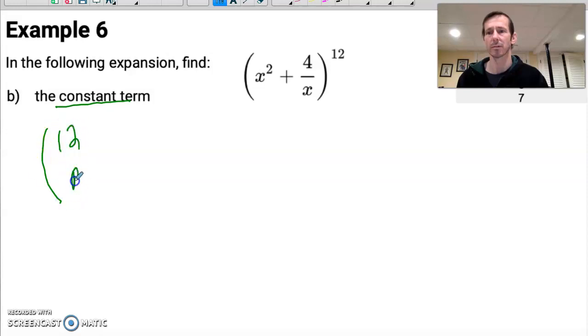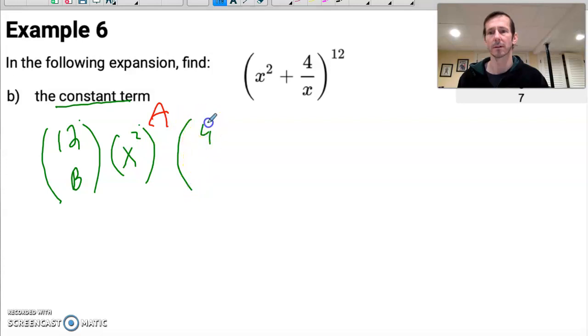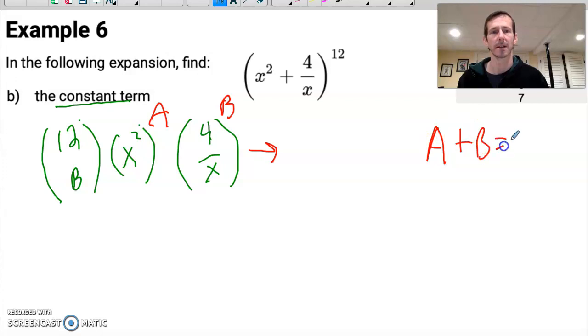I'm going to do 12 choose b, same exact idea. I've got x squared, and I'm going to put that, just like I did a minute ago, to the a power, and then I'm going to have 4 over x to the b power. And it doesn't really matter what letters I put up here, but this one just needs to match this one. All right, so what I need to have happen, again, no matter what, these two have to add up to 12. So that's a given. a plus b has to equal 12.